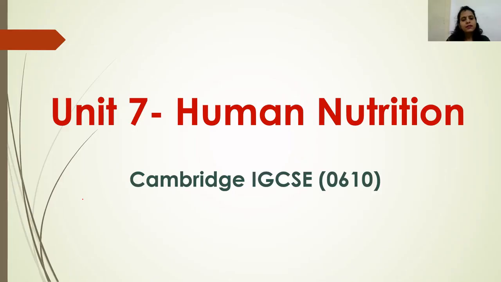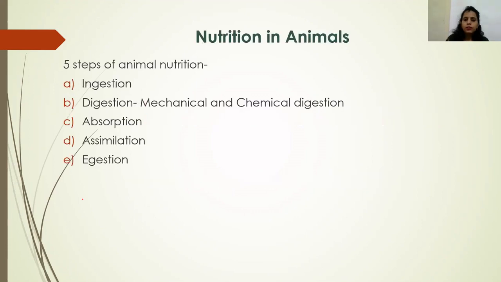Hello everyone. In this video, we are going to begin with various steps of animal nutrition. Whenever the nutrition process takes place in humans or in any animal, the entire nutrition process is divided into 5 simple steps. That is ingestion, digestion. There are 2 types of digestion, mechanical and chemical digestion. Then we have absorption, assimilation and egestion.